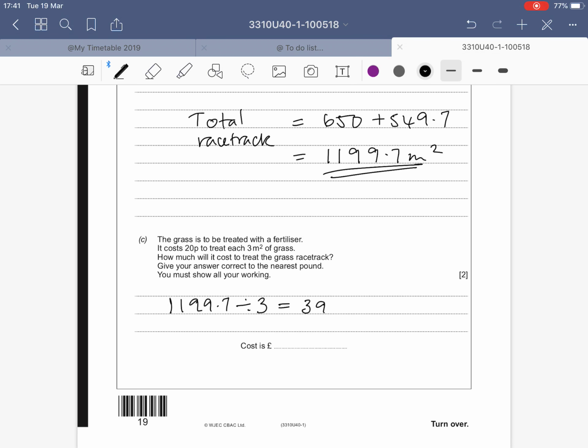Means that I need 399.9 bags of fertiliser, and they're all going to cost 20 pence each. So if I multiply that by 20p, that's going to cost me £79.98. But it says to give my answer to the nearest pound, so that's going to cost me £80.